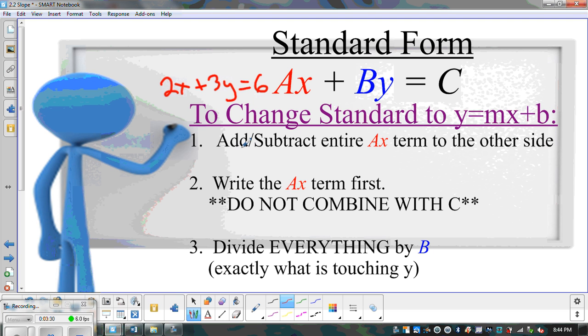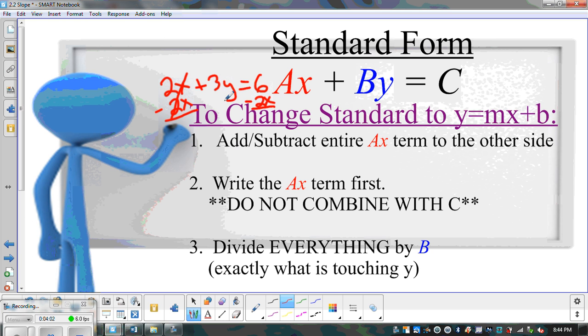So our first step is to add or subtract the entire x term to the other side. So if I were to do that step here, I need to take the opposite of a positive 2x, which is a negative 2x. The reason I do the opposite is 2 minus 2 is 0. That's how I make it go away. If I were to put a positive 2x here, 2 and 2 would be 4, and then it didn't go away. But there is a rule that says whatever you do to one side, you must do to the other.